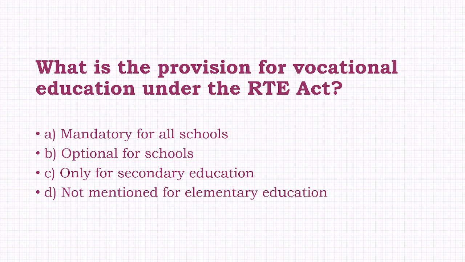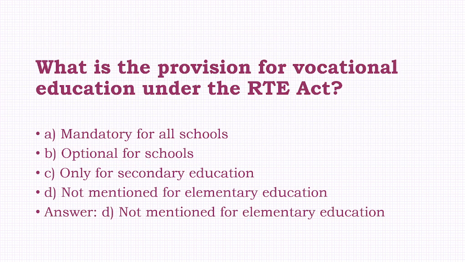What is the provision for vocational education under the RTE Act? Option: mandatory for all schools, optional for schools, only for secondary education, not mentioned for elementary education. Answer of this question is option D, that is not mentioned for elementary education.